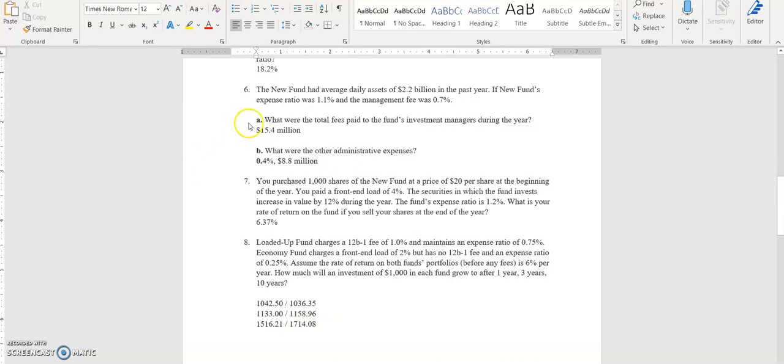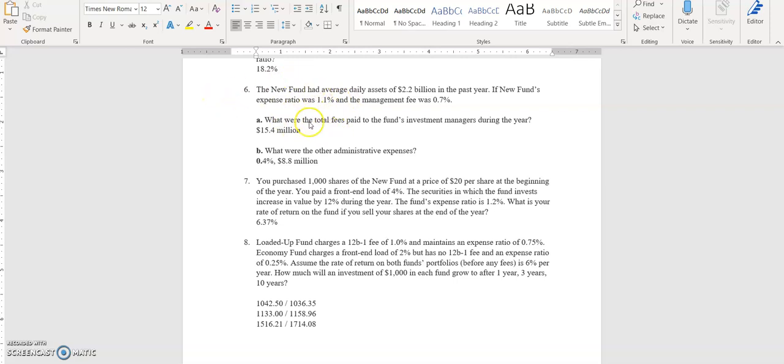All right, let's go to the next problem. This is about the expenses of the mutual fund, and this is important for us to understand because, as we've seen before, higher expenses means lower returns to the investor, right? So it's important for us to get a handle on it.